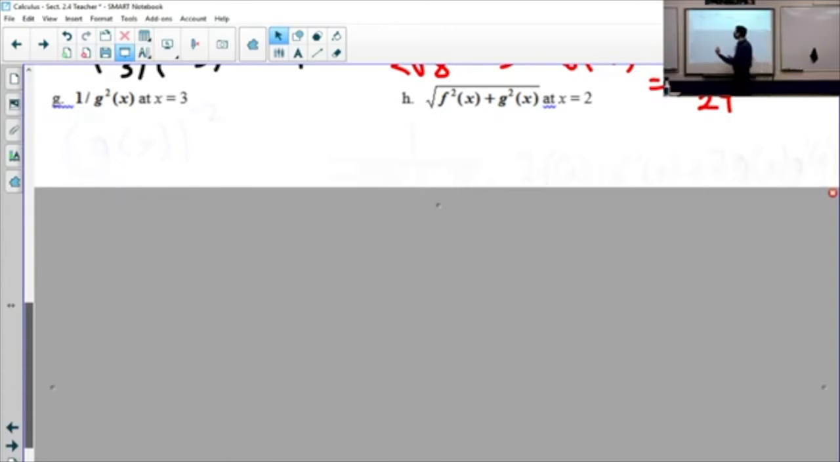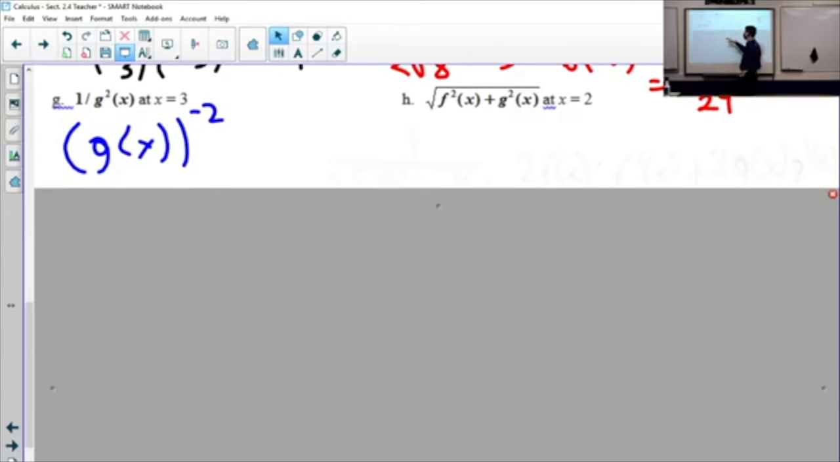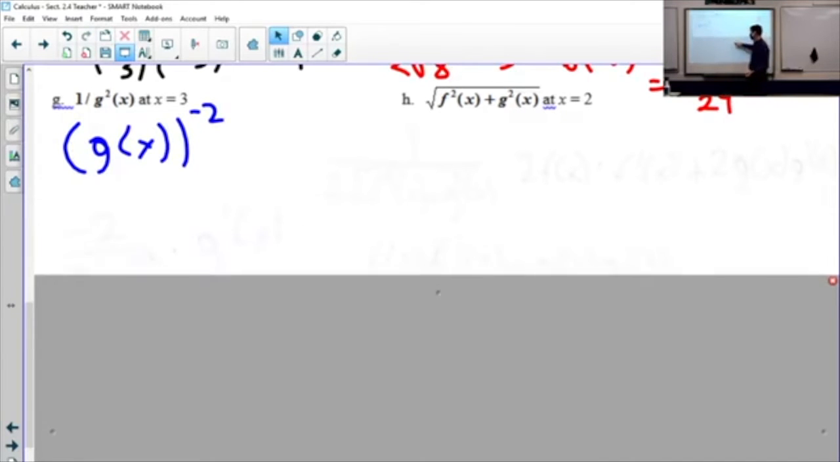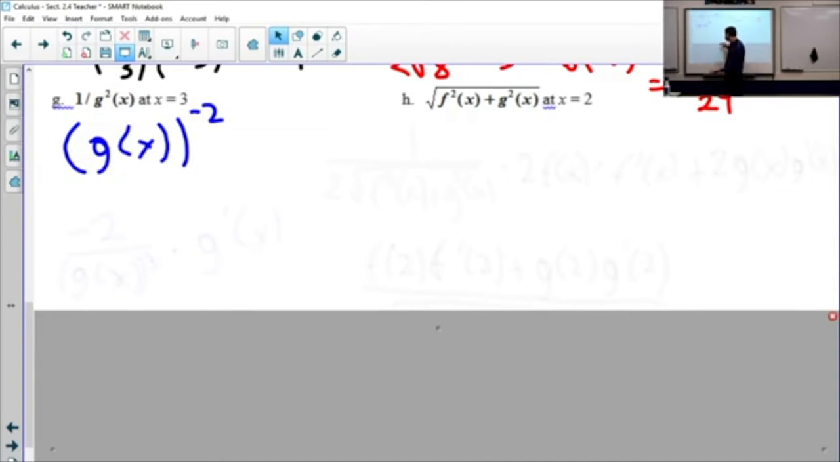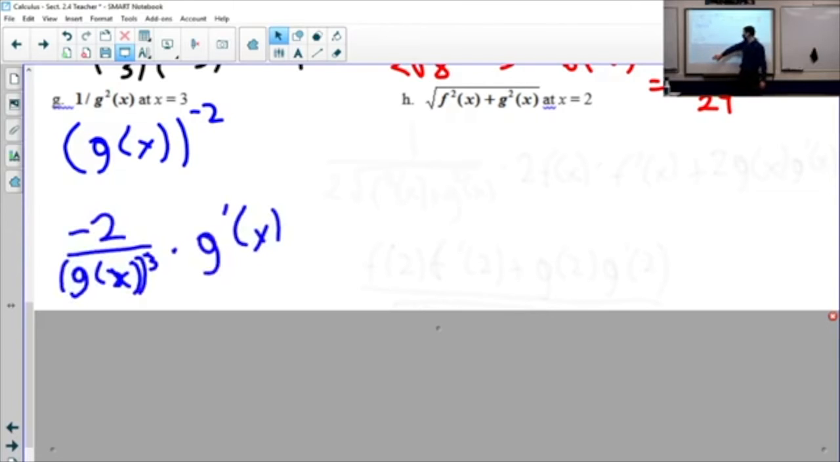Next one is 1 over g square root of x. That's the same as g of x to the negative second. And so the derivative of g to the negative second is going to be negative 2 times g to the negative third, and then times the derivative of the inside part.